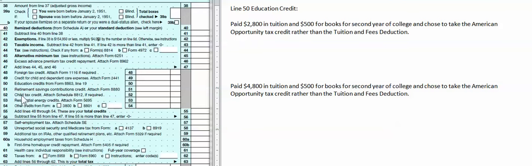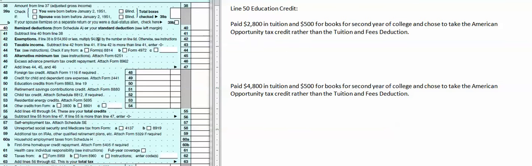In this section, we're talking about the credits, most of which are given to you. One you have to calculate is line 50, the education credits. So let's go through a couple of examples. In this one, let's say you paid $2,800 in tuition and $500 for books for your second year of college, and you chose to use the opportunity tax credit. There's another one you can take on the first page of the 1040, but the opportunity tax credit is more lucrative for most people.